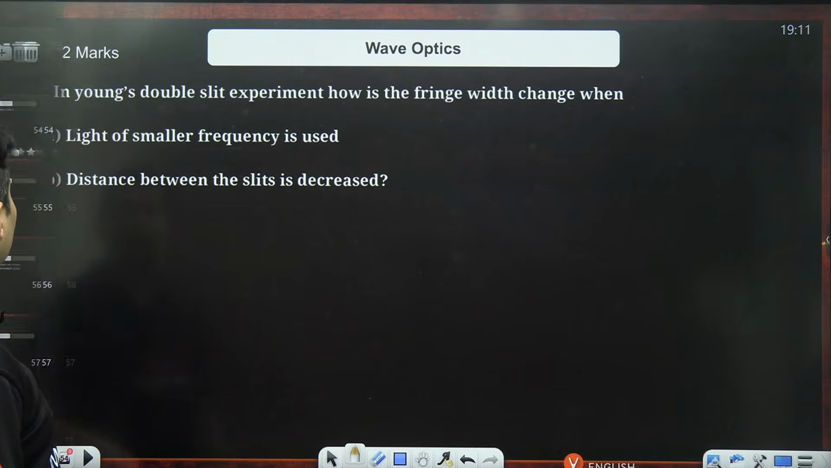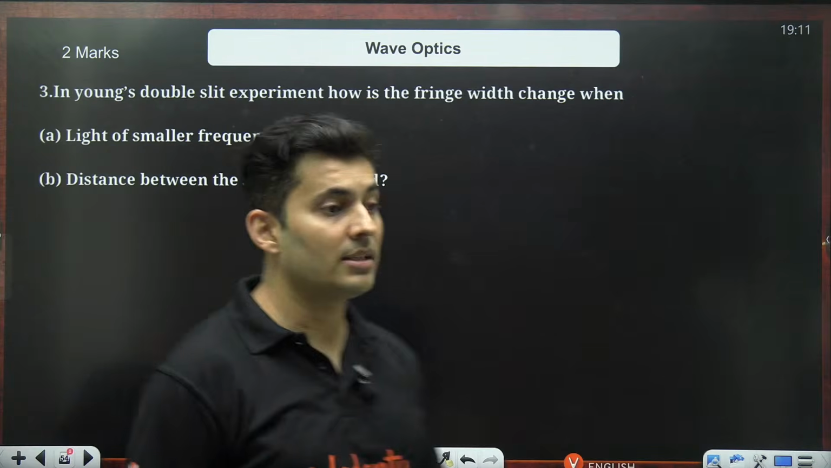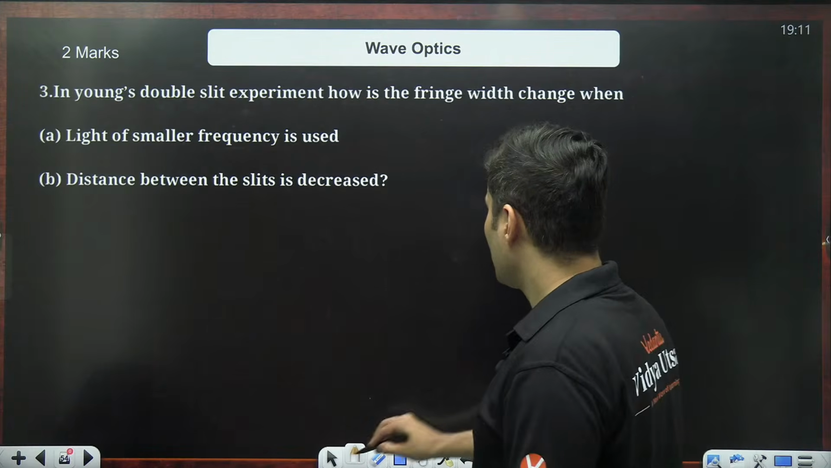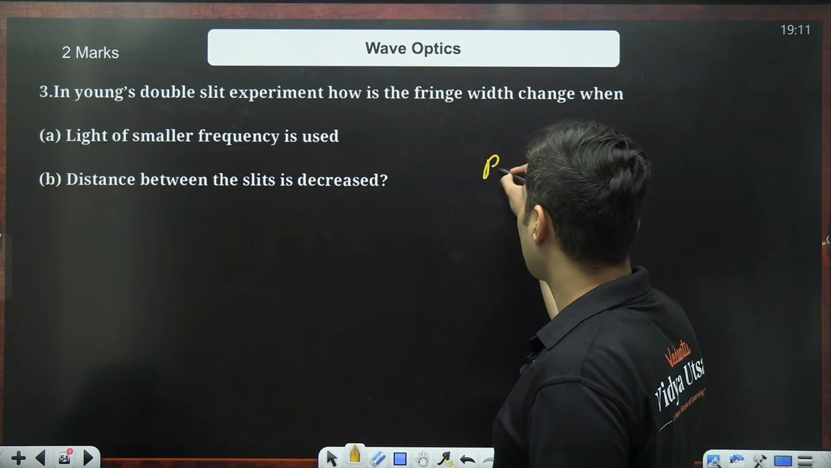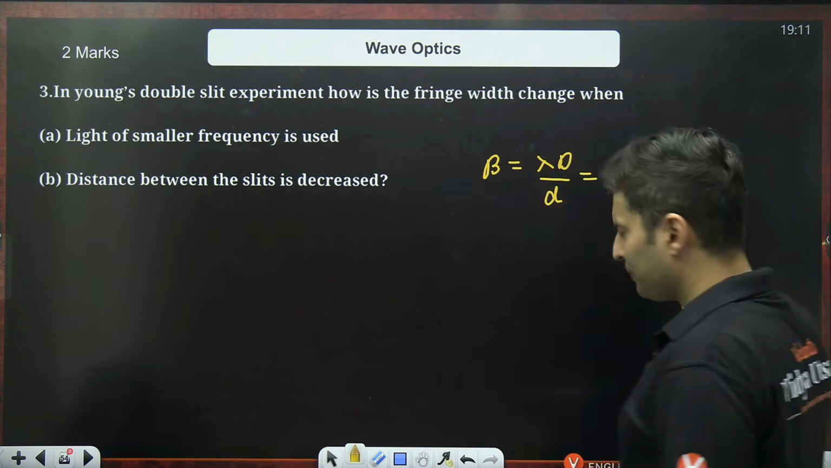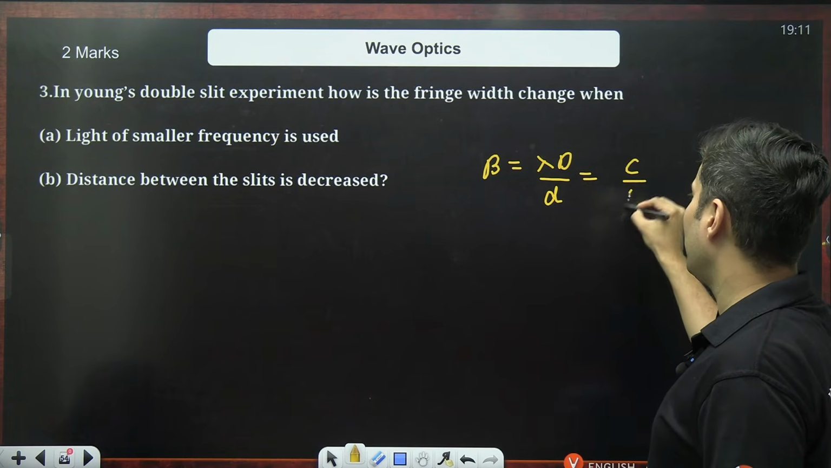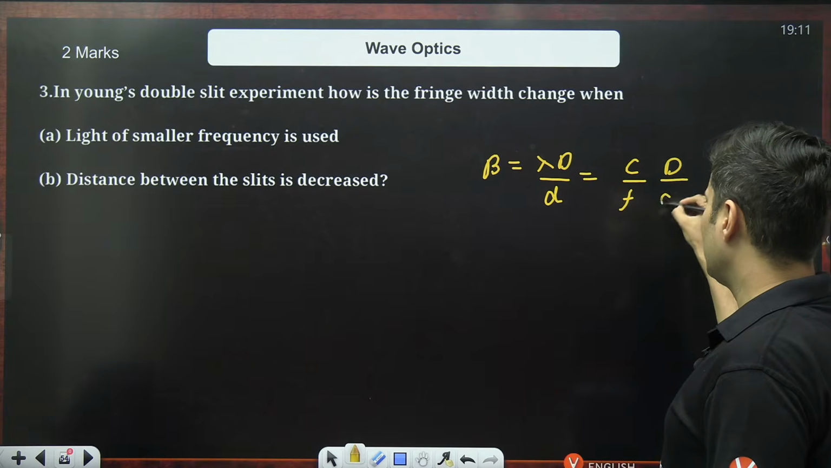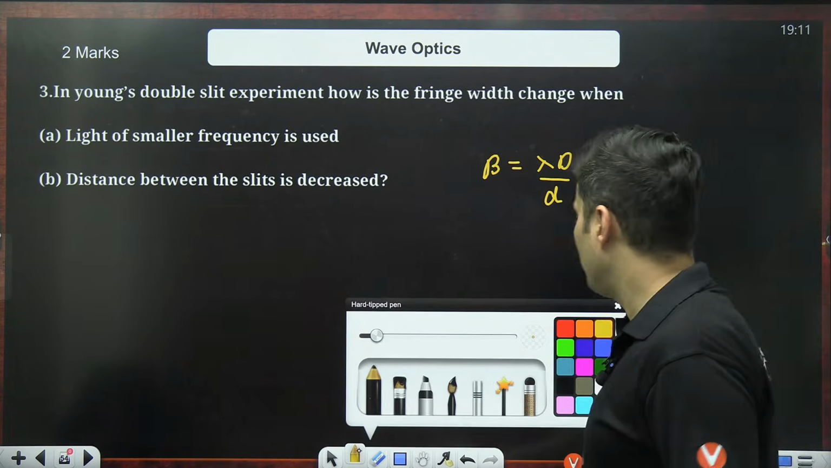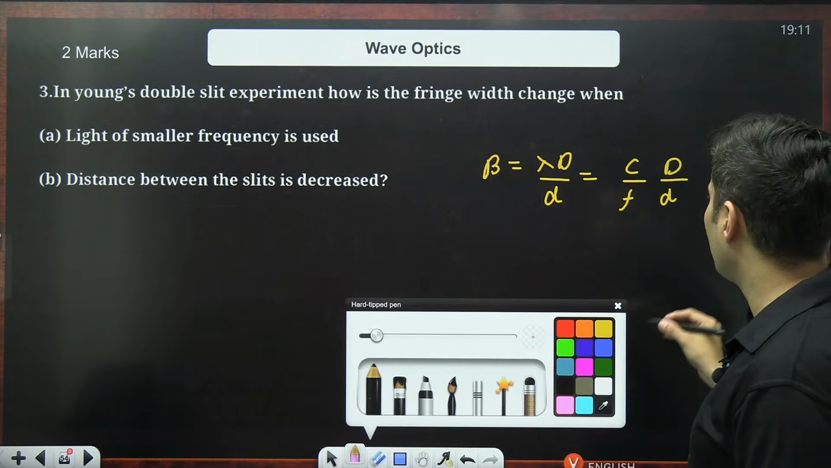Let's talk about the next question. In Young's double slit experiment, how is the fringe width going to change when light of smaller frequency is used? Distance between the slits is decreased. Smaller frequency. Okay. So what's the formula for fringe width? It is lambda D divided by d. Now lambda f is equal to speed of light. So c by f is lambda. So this is the formula. So if you notice over here, now the fringe width change when light of smaller frequency is used.